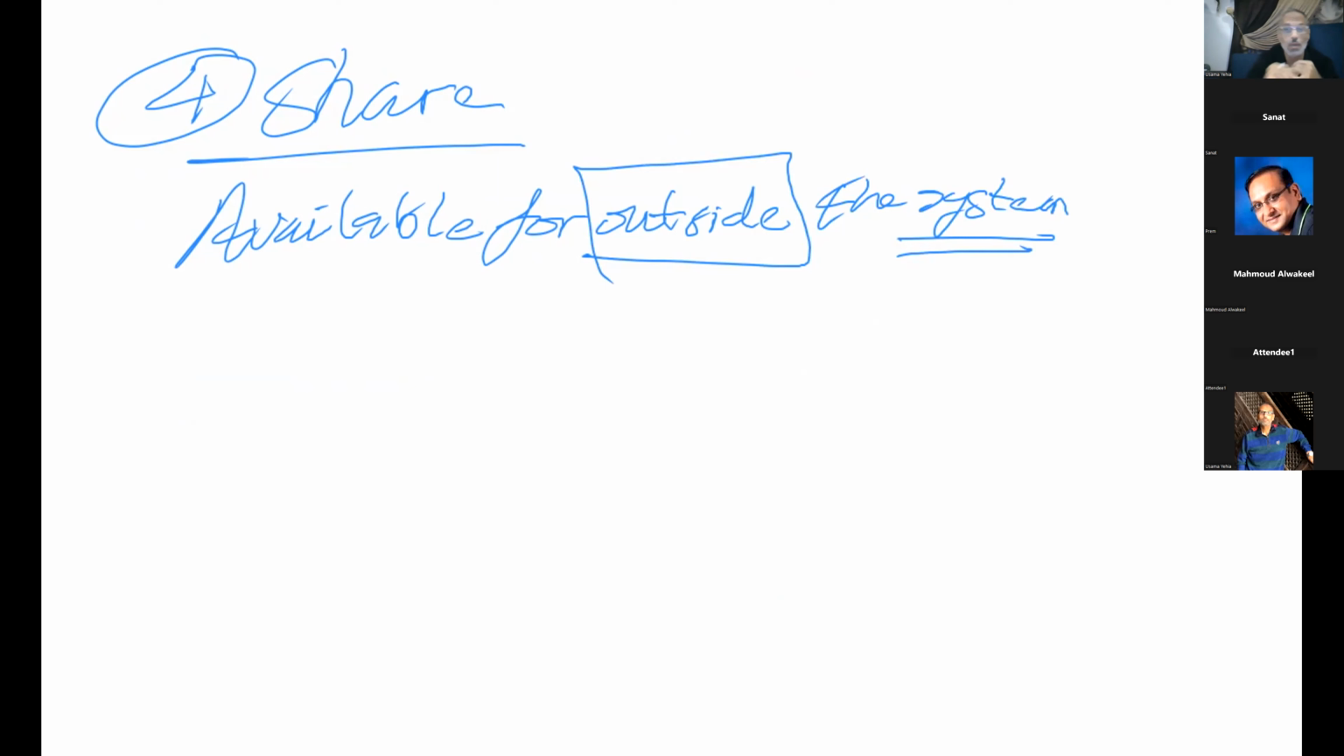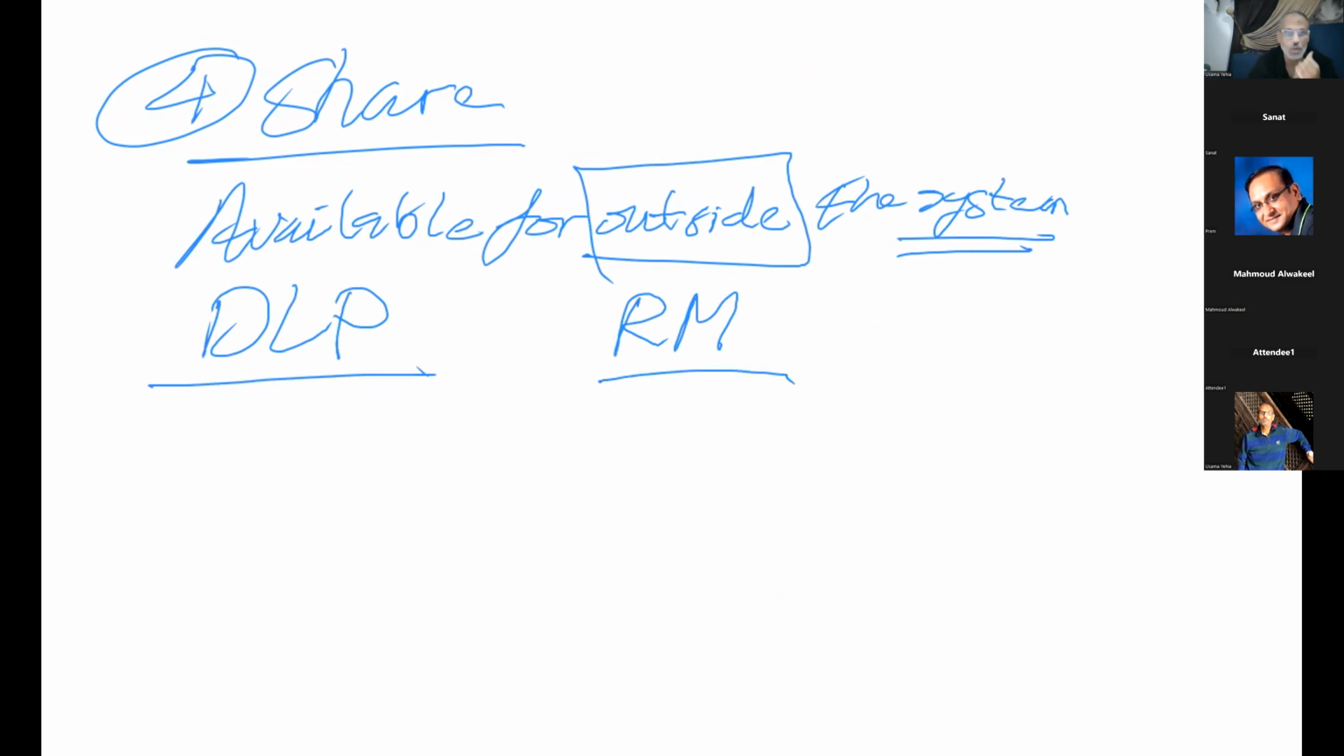What are these technologies? You have DLP and RM, rights management. DLP, of course, is data loss prevention, and rights management. We will speak about this a lot in the next few slides, and we will explain it in more detail. The rights management and data loss prevention.